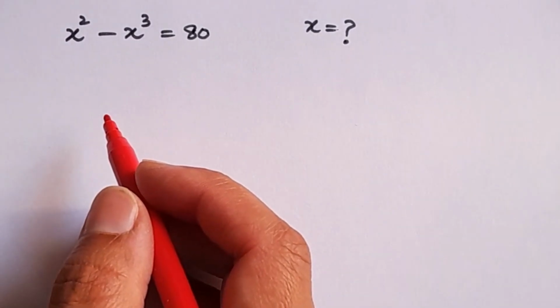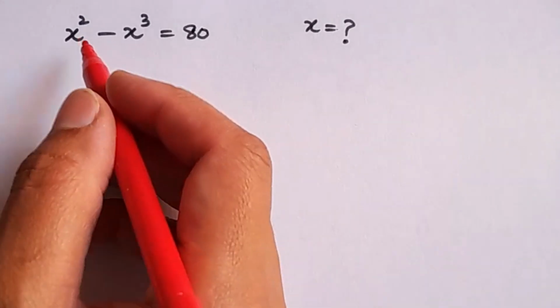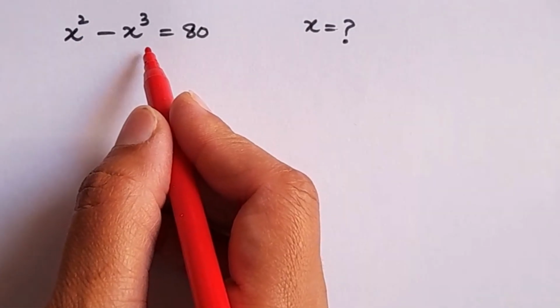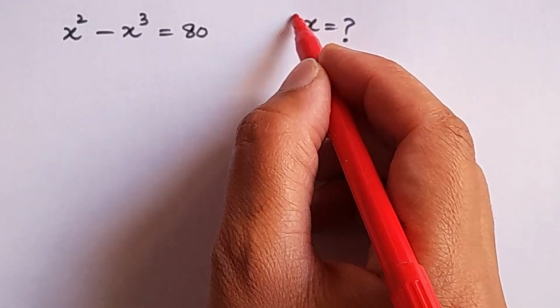Let's start solving this beautiful exponential equation. x square minus x cube is equal to 80. We have to find the value of x which satisfies this equation.